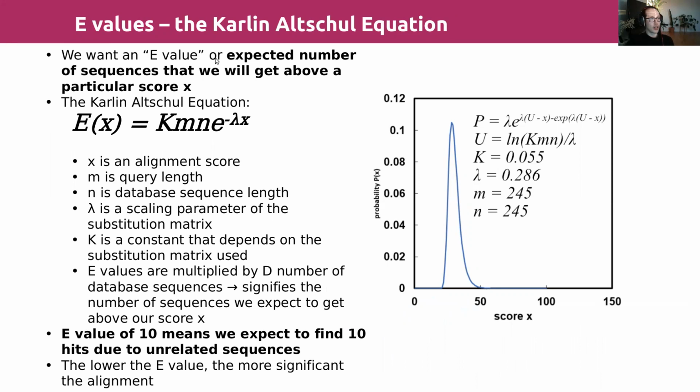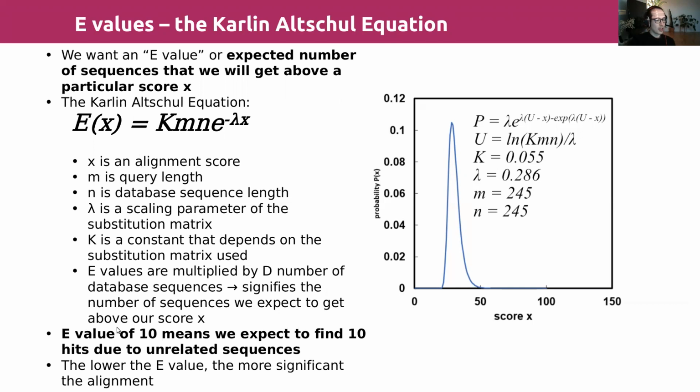So what is the e-value? It is the expected number of sequences that we will get above a particular score x, and you calculate it from this. It turns out the proof and the derivation of this equation is very complex, but the equation itself is very easy to use. Basically, it's just a matter of plugging in these numbers, things like the query length, m here, and n, the database sequence length.